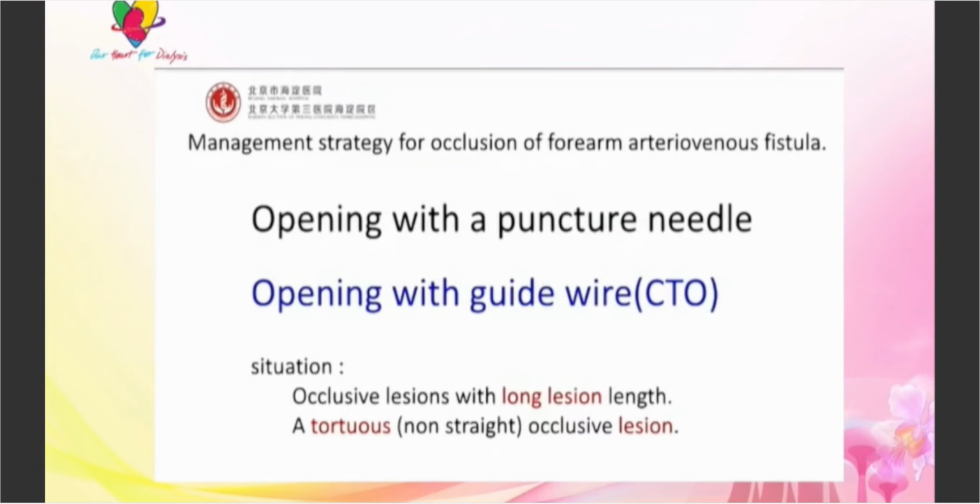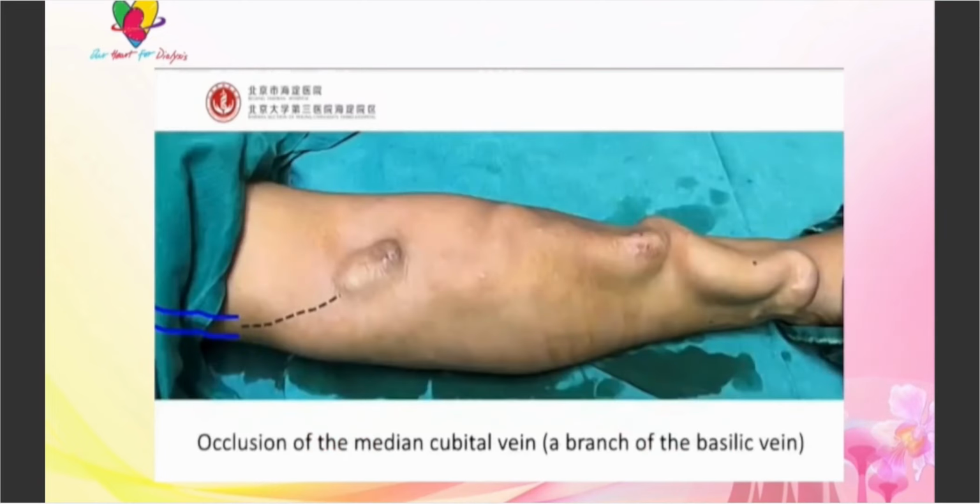Let's talk about the second way to open a CTO, which is opening with a guide wire. This method is different from puncture needle opening. It is for occlusive lesions with long lesion lengths, tortuous, not straight occlusive lesions. Due to time constraints, we show one case. Left RC AVF, we can see a dilated vein in the forearm due to perforating venous outflow. Other cause, median cubital vein occlusion, a branch of the basilic vein.